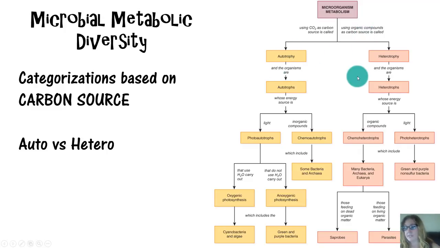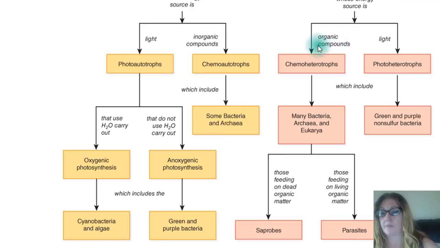All right. So let's go ahead and do the heterotroph side first. So we're going to continue down the heterotroph side, and we see now it's going to split off into organic compounds and light. Okay. So some organisms are able to use organic compounds as a carbon source. If it can use an organic compound as a carbon source, but it needs to use an organic compound as an energy source, then it would be a chemoheterotroph. Okay. Chemo, in this sense, comes from the organic compounds here.